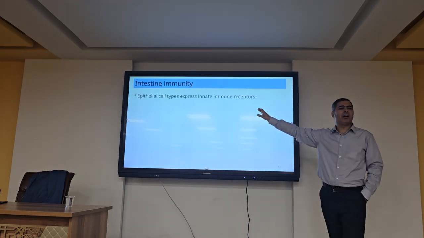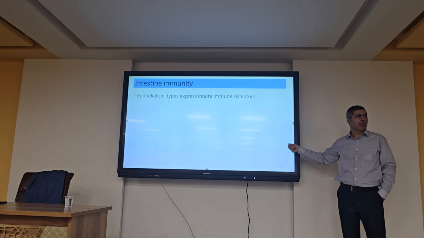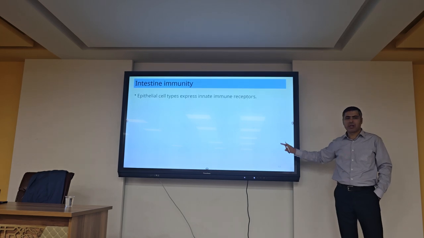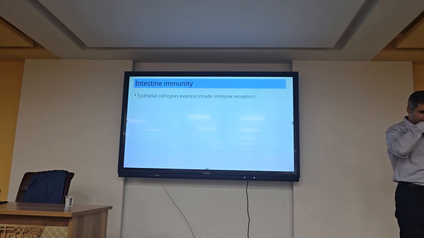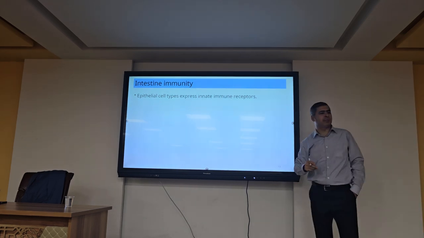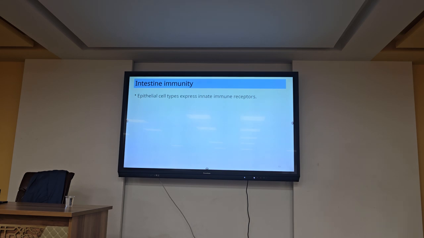Okay. All epithelial cells. Epithelial cells of the barriers, all of them. Please have a look here. They will express innate immune receptors. All epithelial cells express innate immune receptors.